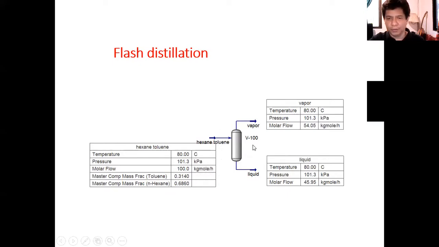Then it will separate. Some will be gas, or in the form of vapor, and the others will be liquid. So it will separate. You have two products. As you can see from this, out of 100 kilomoles per hour, 54 kilomoles per hour will evaporate. Then the rest, around 46 kilomoles per hour, is liquid.